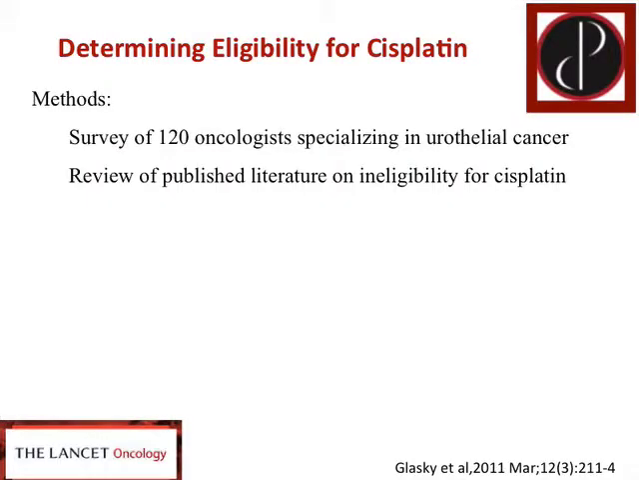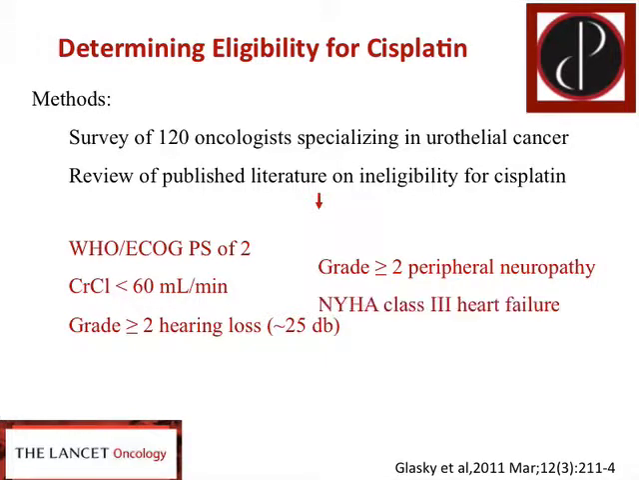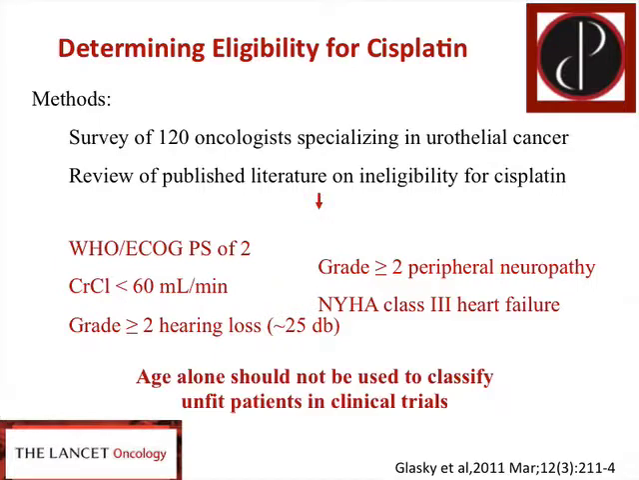So if you want to use chemotherapy, then you should think about the eligibility for cisplatin as the main chemotherapy agent. And this is a good survey looking at the expert opinion of 120 oncologists. They said that they consider ECOG performance score of 2, creatinine clearance of 60, grade 2 hearing loss, grade 2 peripheral neuropathy, and NYHA class of 3 for heart failure.